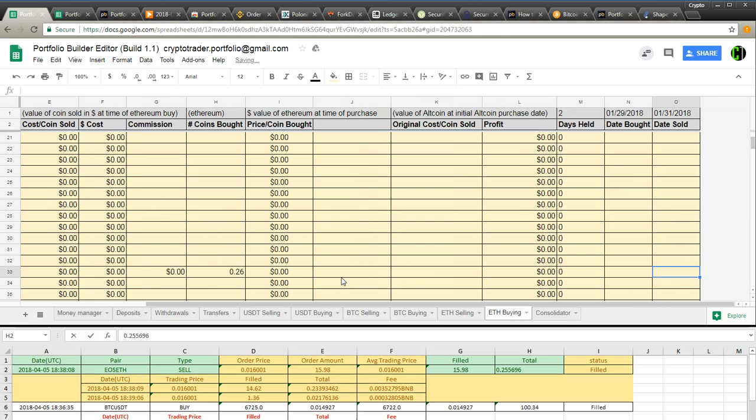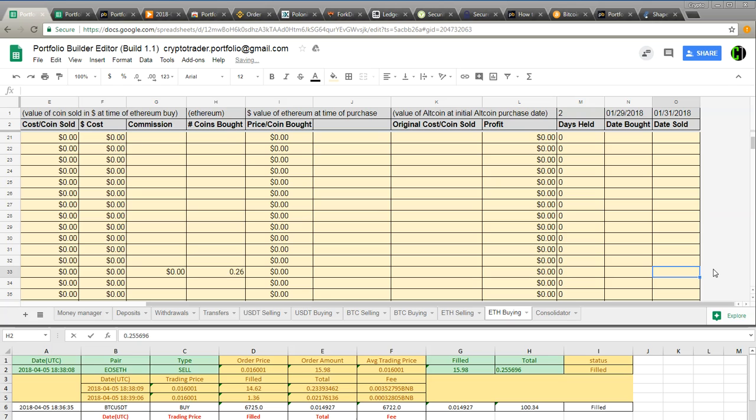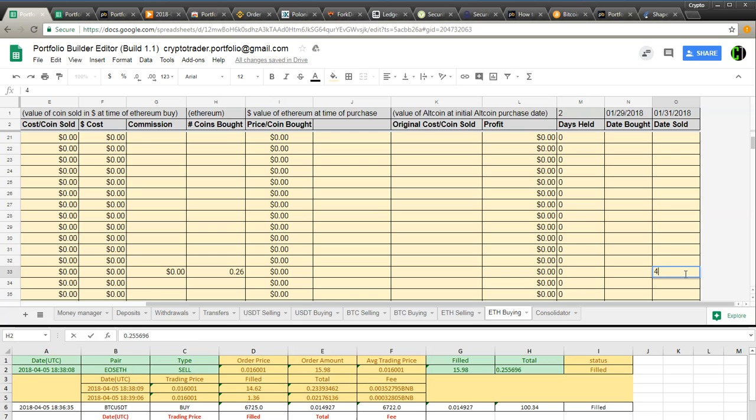Now the last piece of information I need is the date sold, which is 4/5/2018. Now in this sample, I'm not filling in the original cost of the coin sold. I'd probably look at the Ethereum Selling or the Bitcoin Selling to see when I first sold a Bitcoin or Ethereum to buy EOS. And then I'd put the price of that coin right here to calculate my profit. And then I'd also input the date bought.